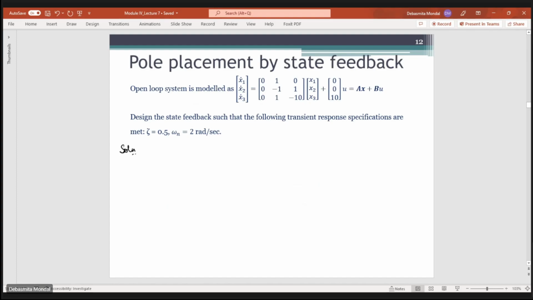So now let's try to do an example. Let us say that an open loop system is provided to you, and this is the state equation of the open loop system.